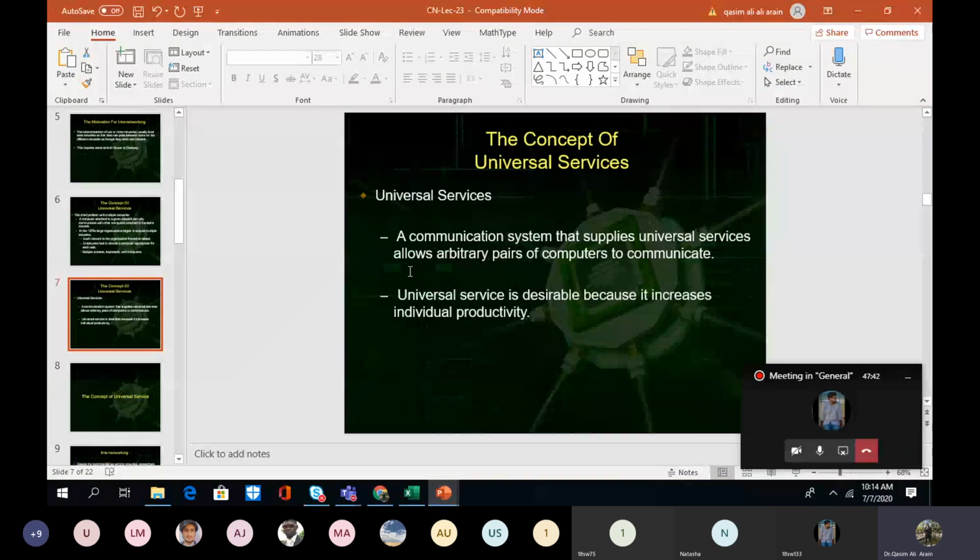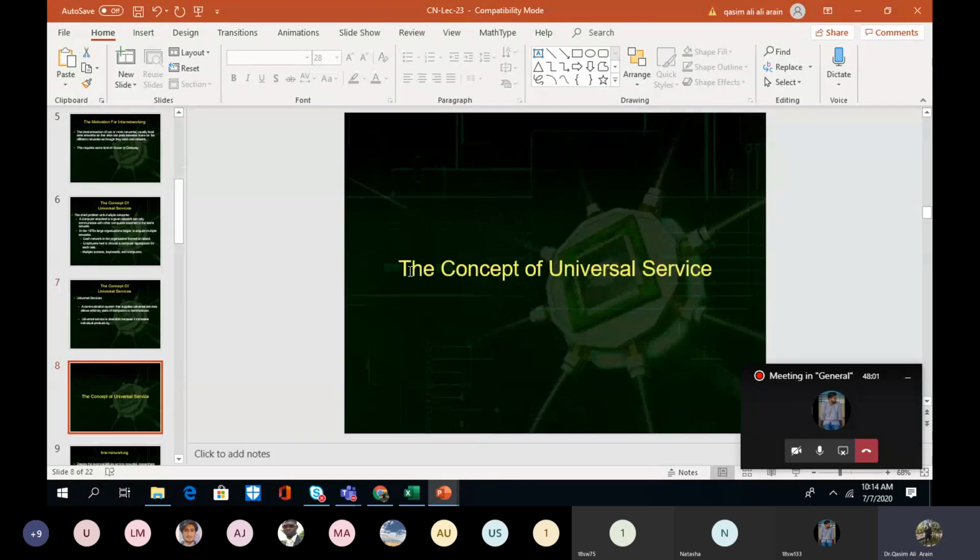Universal service is desirable because it increases individual productivity, right? So this is the basic idea regarding universal service: multiple computers can communicate across a network by using the same technology. That communication system is what is called a universal service, right?